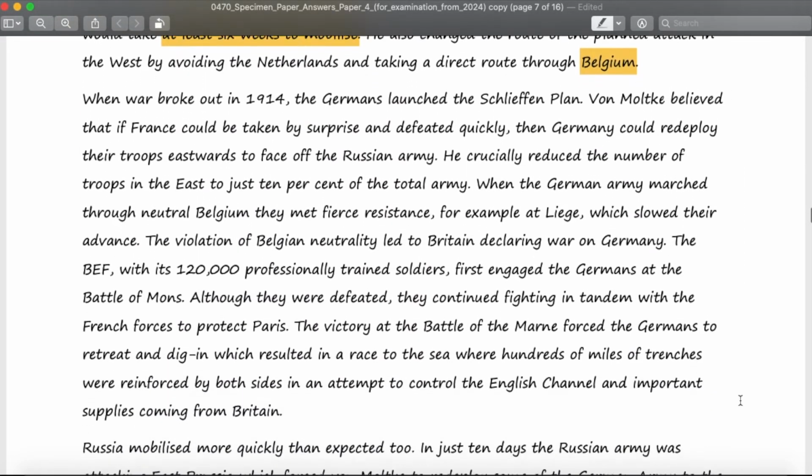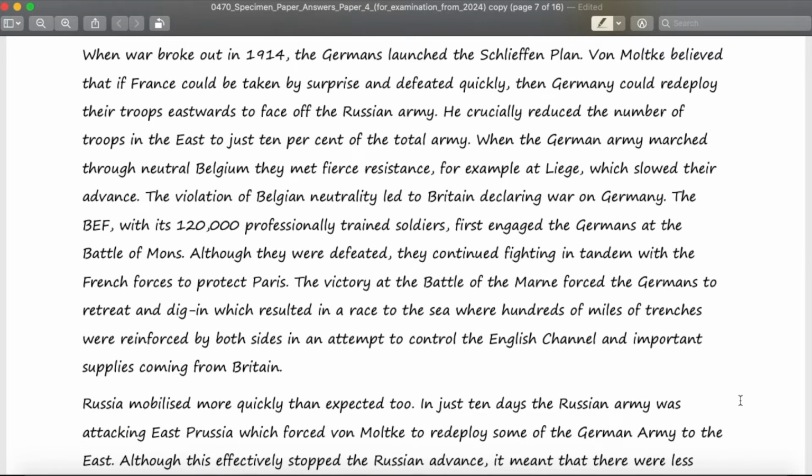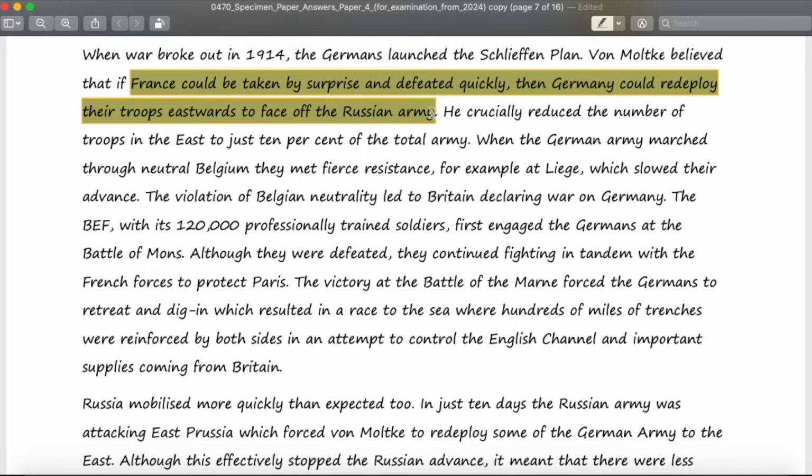Going on to the second paragraph, it's a bit longer. And this answer is already starting to show good knowledge of what the Schlieffen Plan was, how it was set up. But remember, the question was asking how the Schlieffen Plan was implemented. So this is a bit descriptive, saying what the plan was, what the background of the plan was, when it was developed in the 1890s by Schlieffen, number of troops in the east to 10%, so that's good.